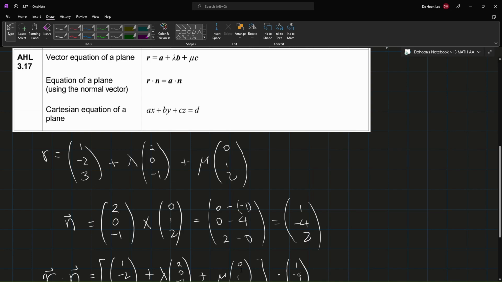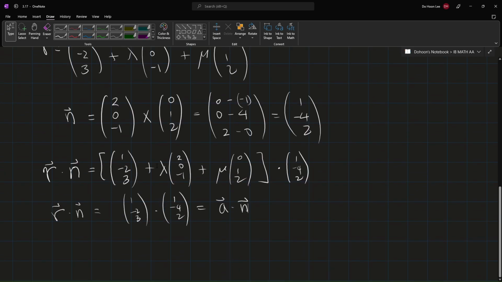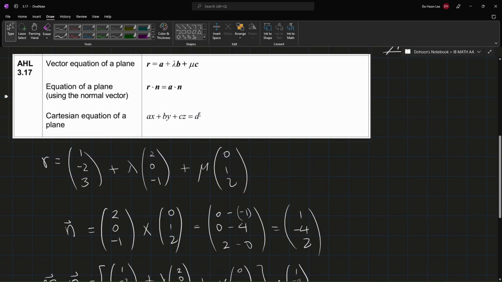Lastly, let's look at the Cartesian equation. This is an odd one here because there's no vector, no nothing, but just scalars and x, y, and z. And you can approach this equation from the previous equation. The left-hand side is simply the expansion of r dot n, where r I can write as x, y, z, and my n I can write as a, b, and c. The right-hand side is a dot n, but it is represented as a single number d because there are no variables on that side.